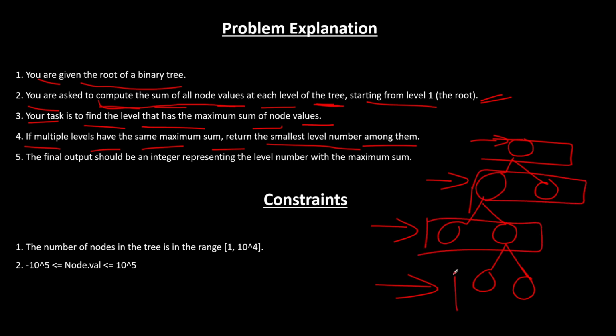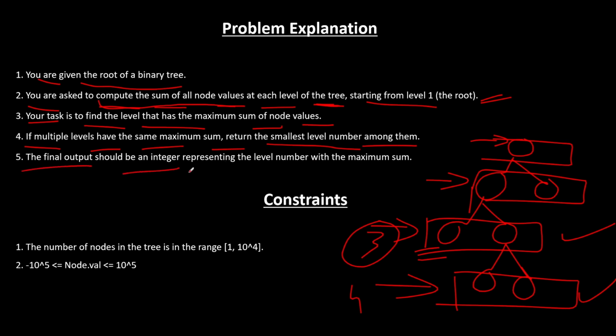Suppose this level and this level have the same sum. Then we will return the earliest one, the smallest level. Basically, I will return level 3 in this case. Even if level 3 and level 4 have the same sum, I will return level 3. The final output should be an integer representing the level number with the maximum sum.